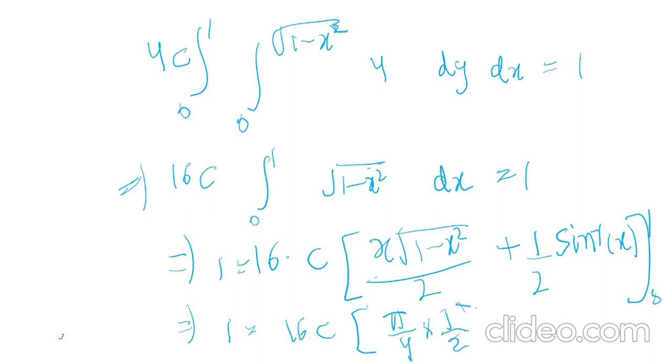And 1 by 2 is outside. So pi by 2 into 1 by 2 will be pi by 4 in total. So 16c times pi by 4 equals 1, and C we will have as 1 upon 4 pi.